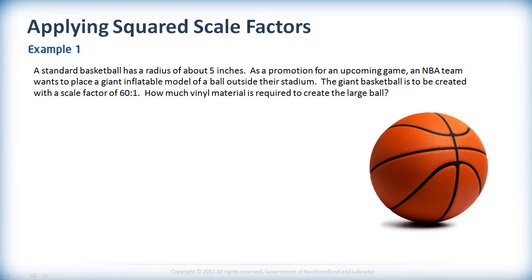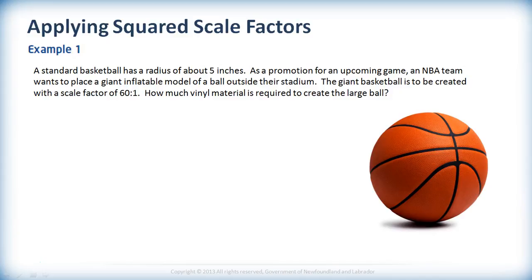A standard basketball has a radius of about 5 inches. As a promotion for an upcoming game, an NBA team wants to place a giant inflatable model of a ball outside their stadium. The giant basketball is to be created with a scale factor of 60 to 1. How much vinyl material is required to create the large ball?